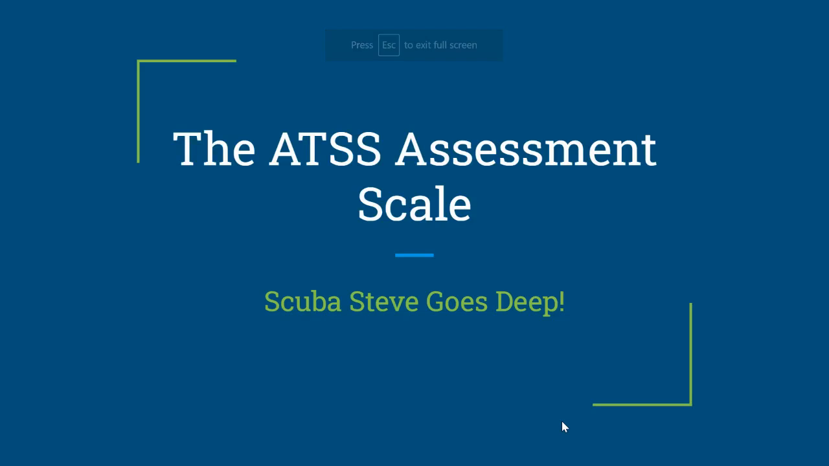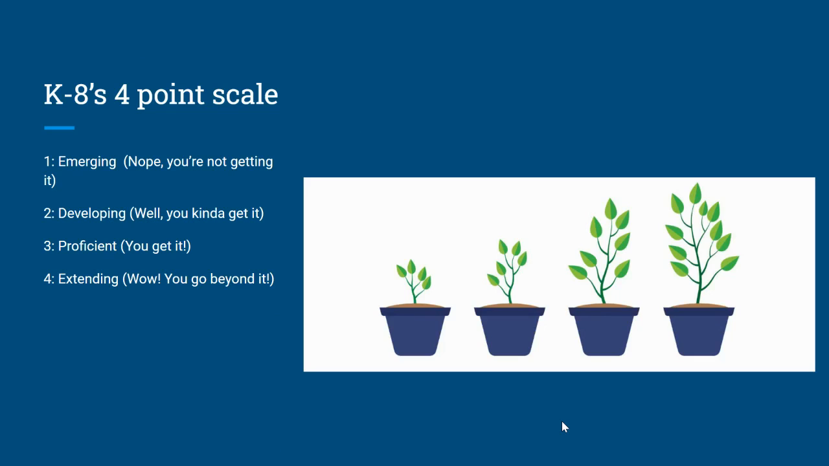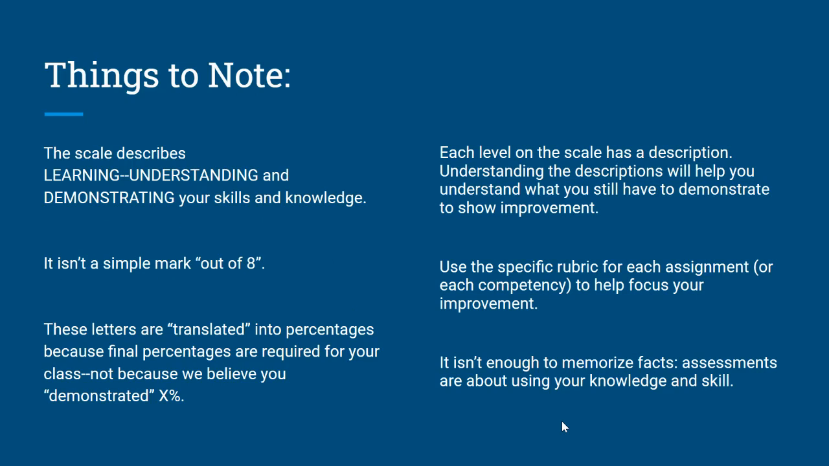So this is the ATSS assessment scale. You're going to want to stop and pause this every once in a while and read what's on the screen because I'm going to go real quick through it. This is the Scuba Steve Scale. In K to 8, we had a 4-point scale, right? Not really understanding it, kind of, sort of understanding it. Yeah, kind of I get it. And then, oh, wow, I totally get it.